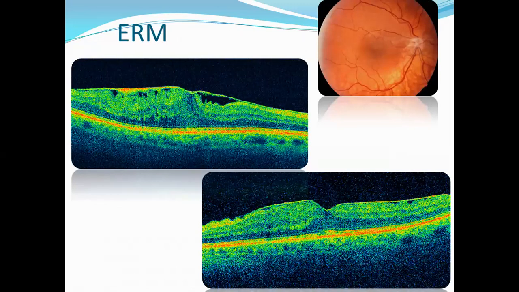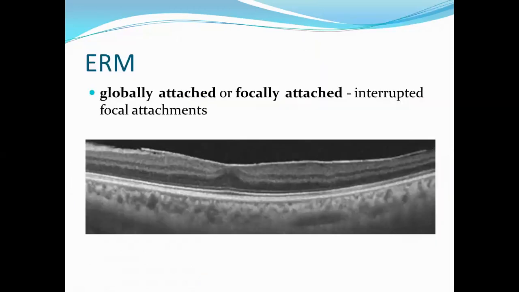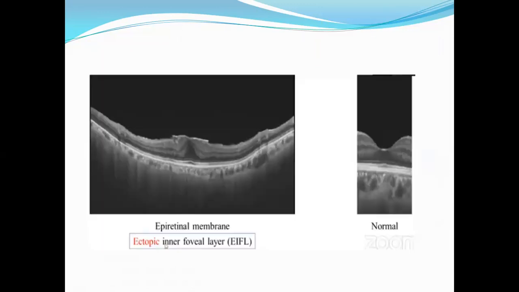Then coming on to epiretinal membrane. So epiretinal membrane on an OCT is seen as a hyperreflective band on the inner surface of the retina. So OCT can differentiate between a globally attached or a focally attached ERM. So globally is when it is completely adhered, and focally is when there are interrupted focal attachments. Then there is a newer OCT terminology which is known as ectopic inner foveal layer, EIFL. So this is seen in patients with epiretinal membrane.